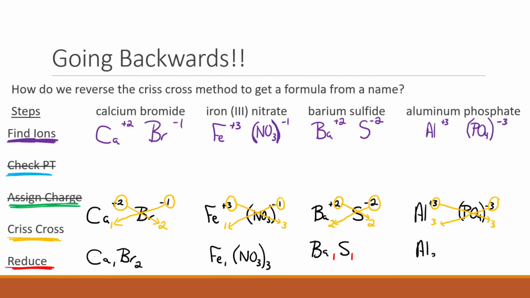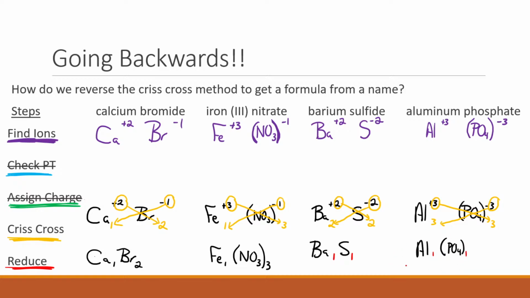I got Al3, PO4, 3. And now I ask the question, can I reduce a 3 and a 3? Yes, I can simplify those. I can make that a 1 and a 1. And since I can reduce, I must reduce. So my 3's become 1's.